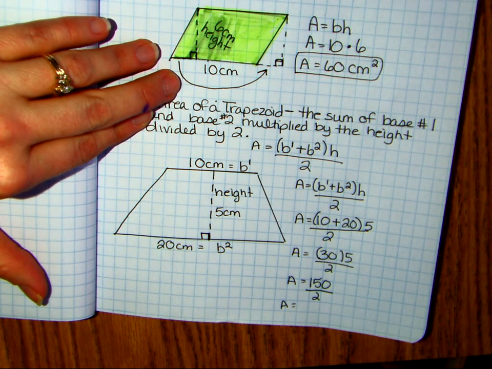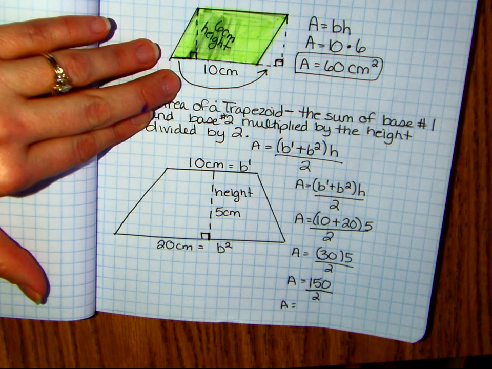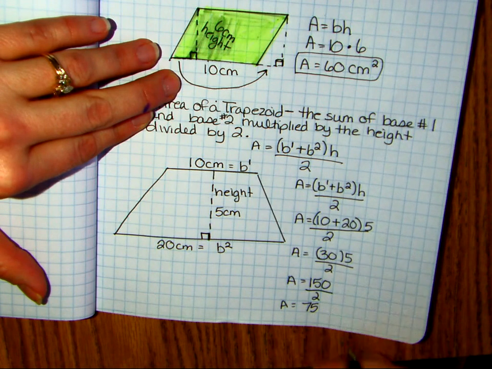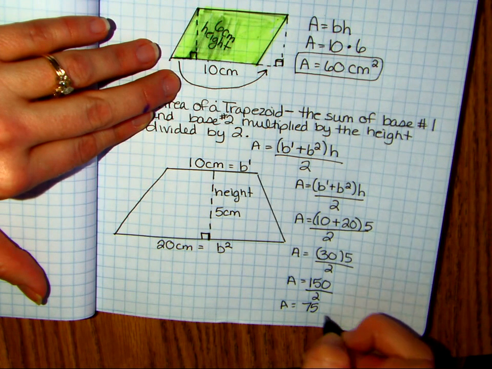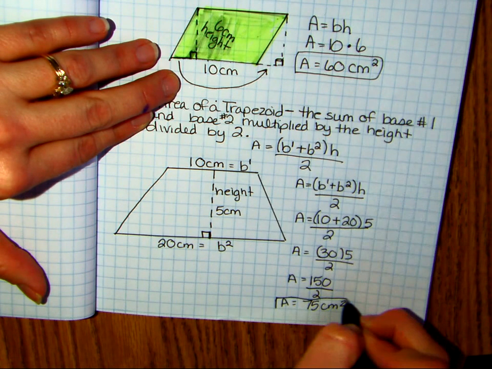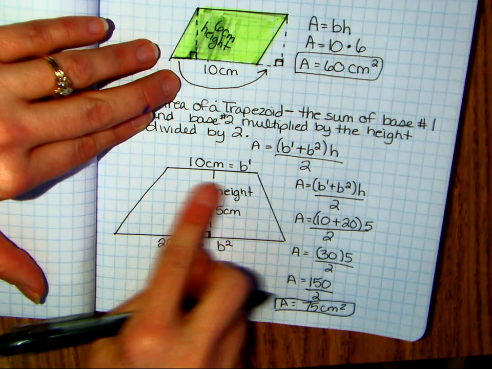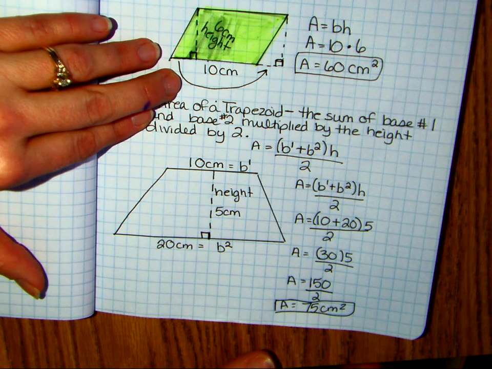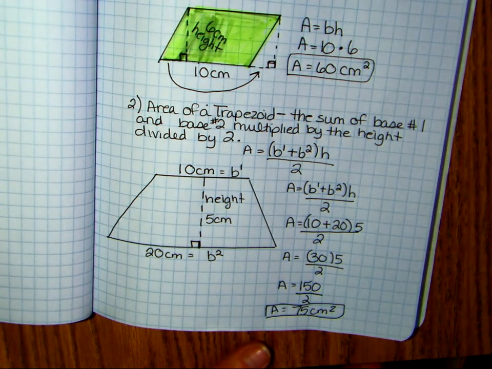What is 150 divided by 2? Yes, Jeremiah. 75. Thank you. What is our units, class? Centimeters squared. Thank you. So the space inside of this trapezoid is 75 centimeters squared.